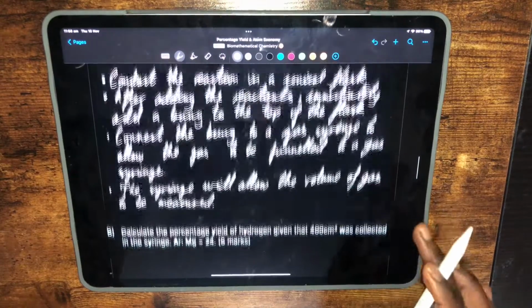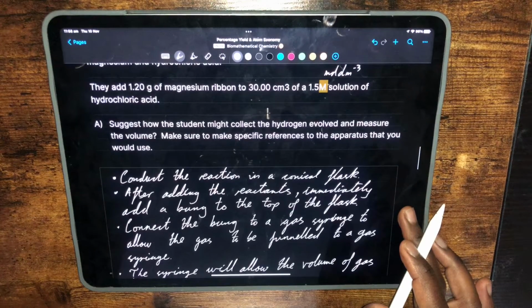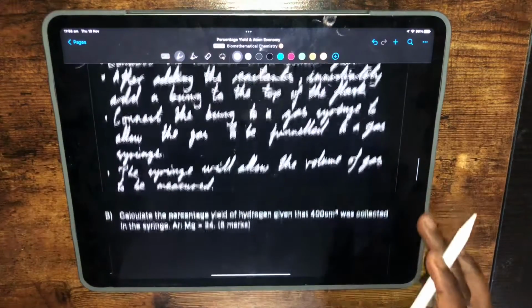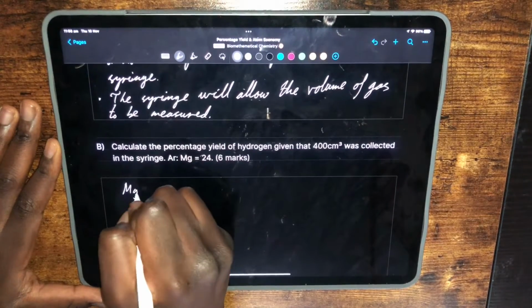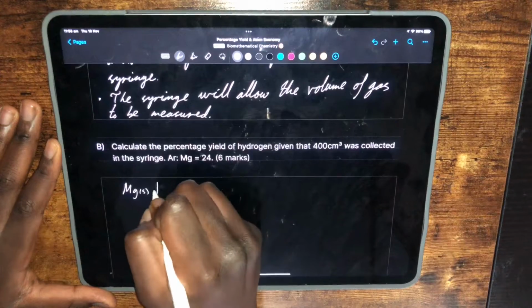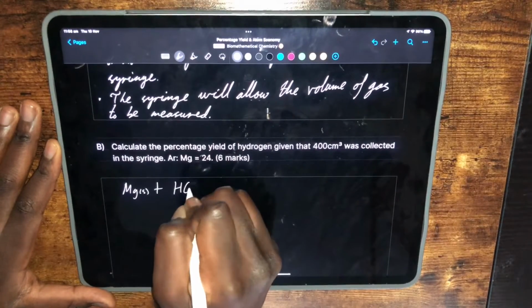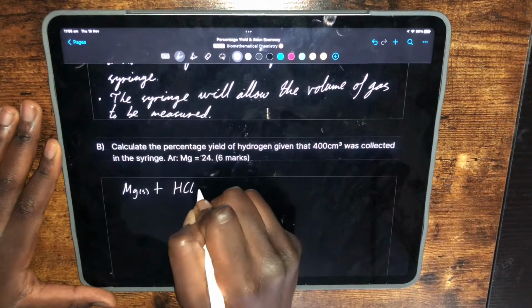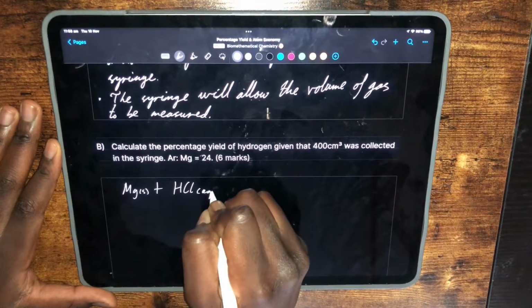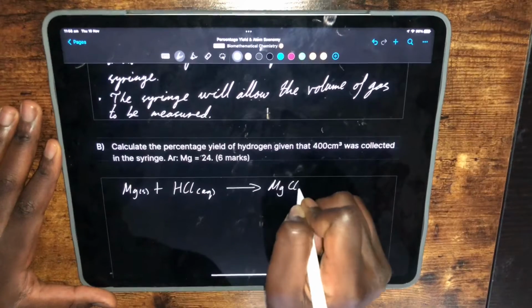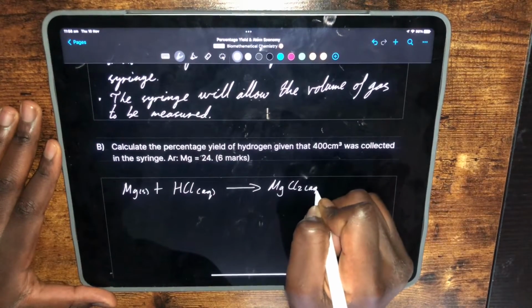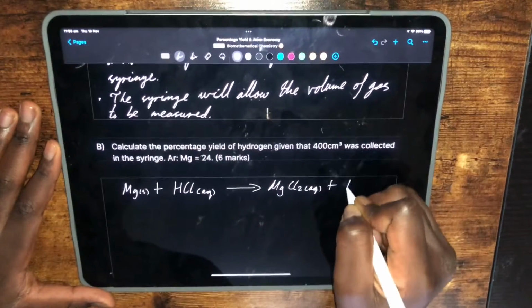So first of all, I'd write out the equation. We have magnesium and hydrogen chloride. So Mg solid plus HCl aqueous goes to form MgCl2 aqueous plus H2 gas. I know that's formed.